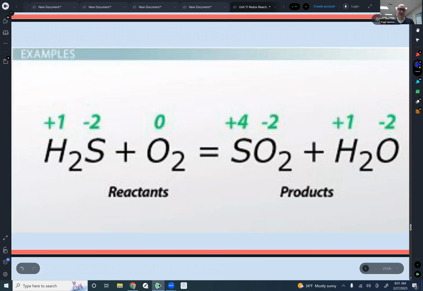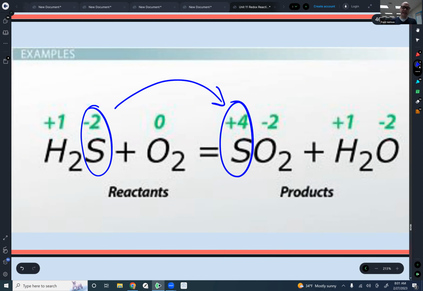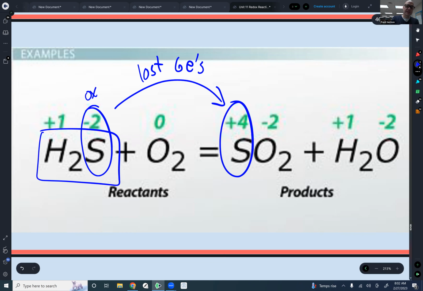More examples. In this one, we got to pick out what element changed its charge. Well, the sulfur did. We could see that hopefully here. The sulfur went from a -2 to a +4. Well, what does that mean? It means it lost 6 electrons. In losing 6 electrons, that means that it went through oxidation, meaning this entire material, all of it together, is my reducing agent.